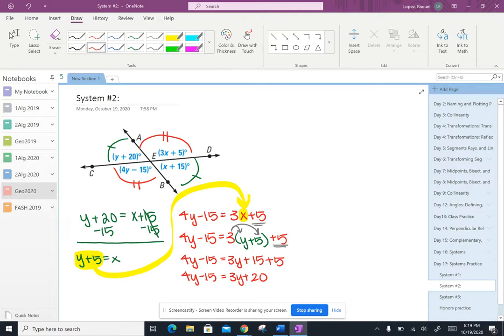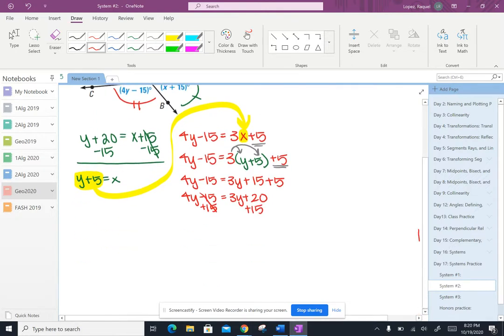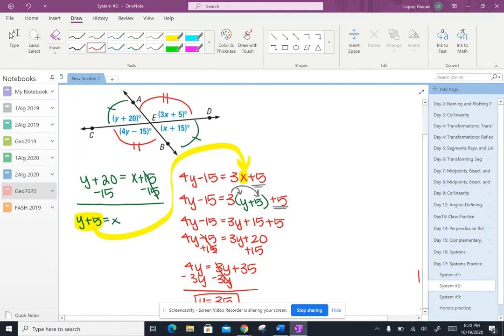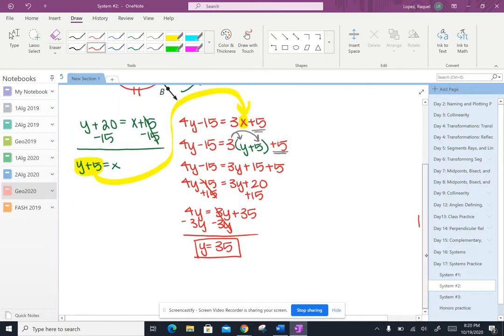Okay, so then from there, I'm going to move this 15 to the other side, and I end up with 4y equals 3y plus 35. And then I want to move all of my y's to one side. So I'm going to subtract 3y, subtract 3y. 4y minus 3y is 1y. So we get that y equals 35. Okay, but we're not done because we still have to solve for x.